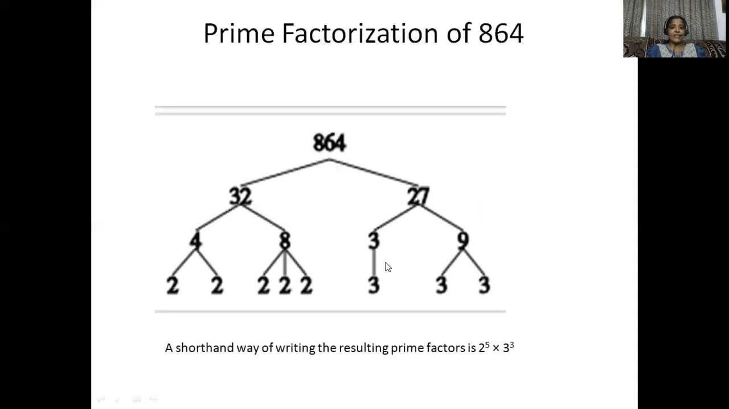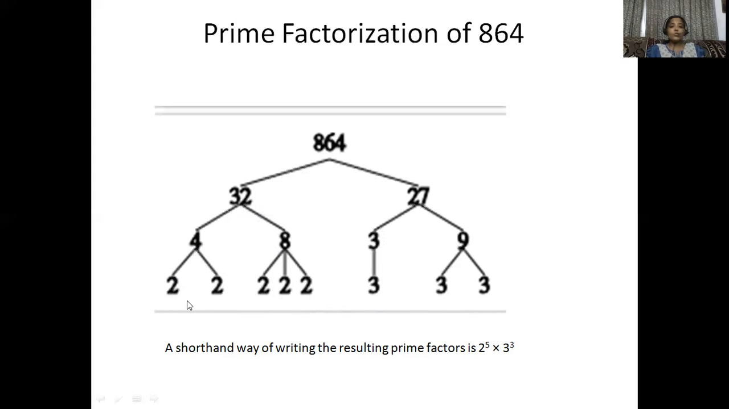So now let's see an example. Prime factorization of 864. So how to do that? 864 is 32 into 27. What are all the prime factors of 32? 4 and 8. 8 4s are 32. 9 3s are 27. Again you can divide 4. 2 2s are 4. 8 can be divided as 2 into 2 into 2. And 3 cannot be divided further. 9 can be divided further as 3 into 3, with 3 into 3 being the two factors of 9.